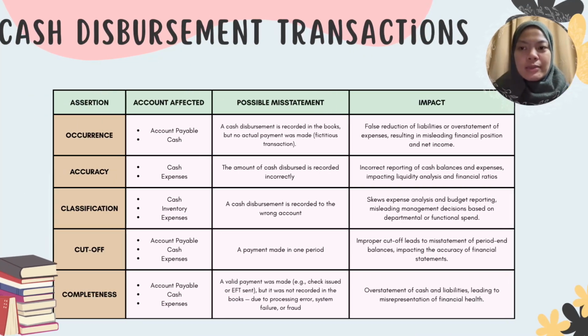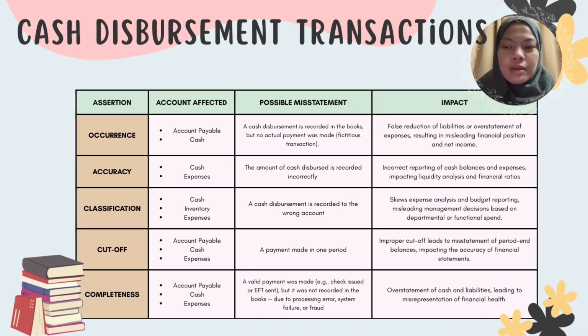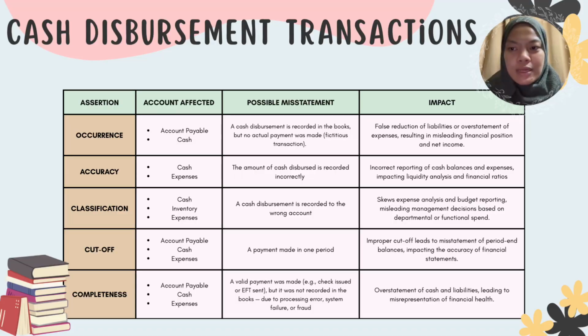Next is cash disbursement transaction possible misstatement. Occurrence. Possible misstatement is a cash disbursement is recorded in the books, but no actual payment was made. So the impact was false reduction of liabilities, overstatement of expenses, resulting in a misleading financial position and net income.